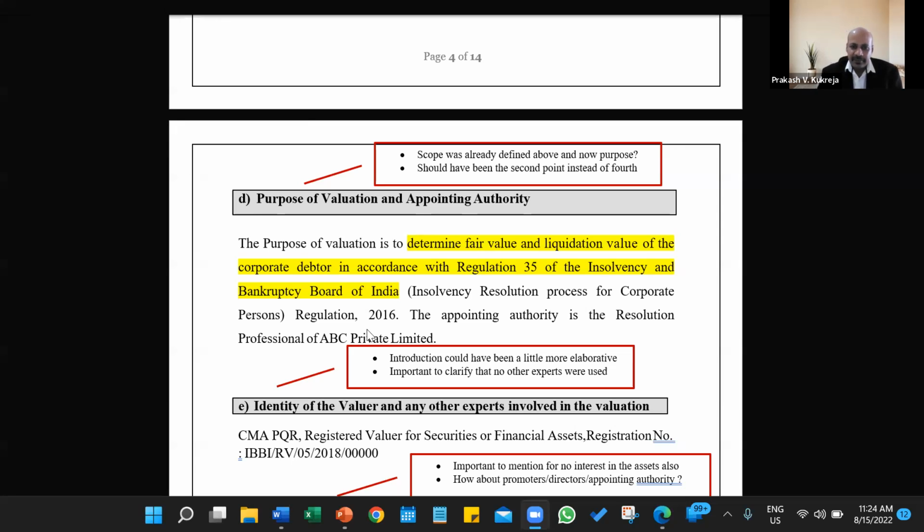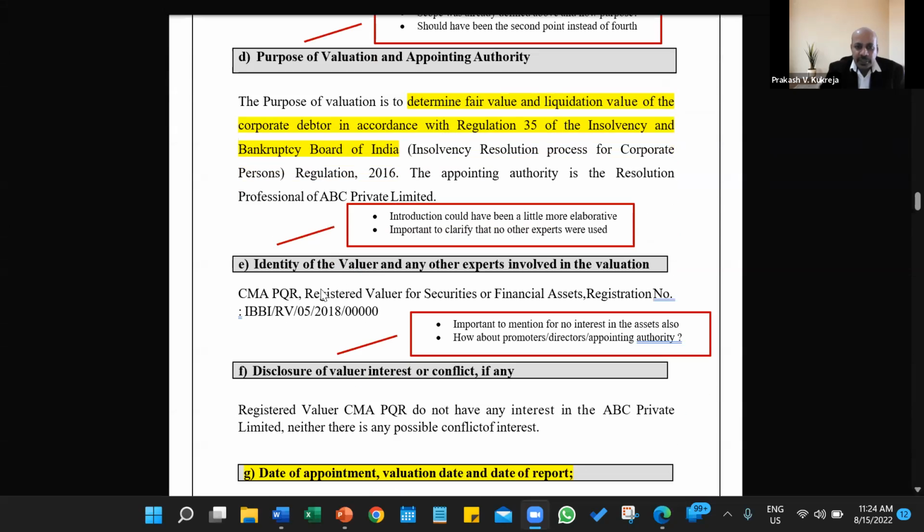So again, the same point comes here: specific points, number one. Second is the right way to put it. If it has to be comprehensive, you have to give all the information here and put it at the right place. If something was to be covered in the beginning, it shouldn't be covered in the third or fourth point. Now, identity of the valuer and any other experts involved in the valuation. Again, if you see, a simple name and the registration number has been given over here.